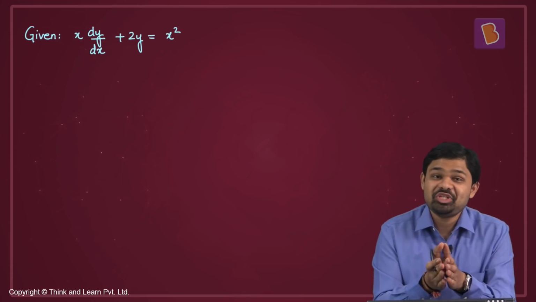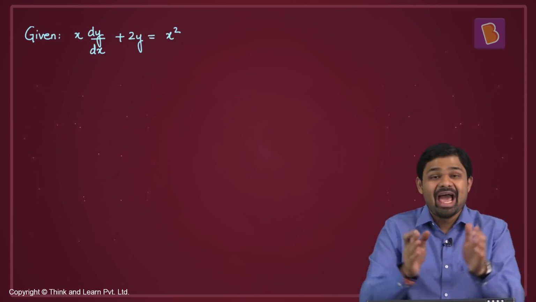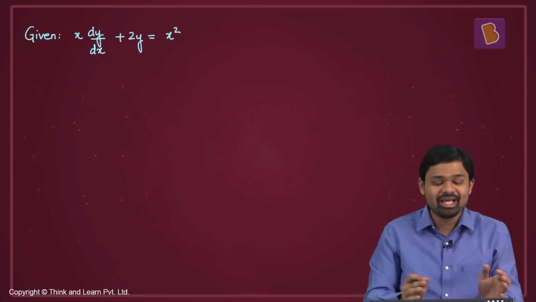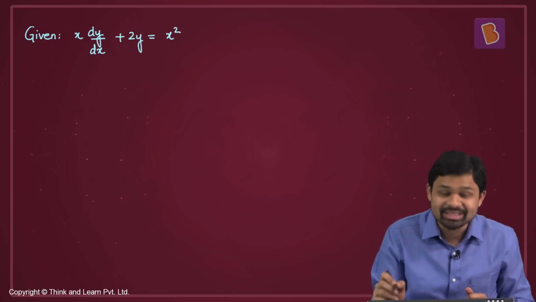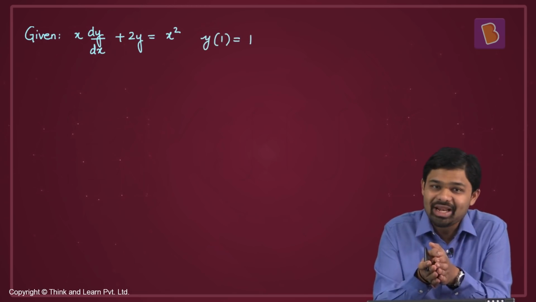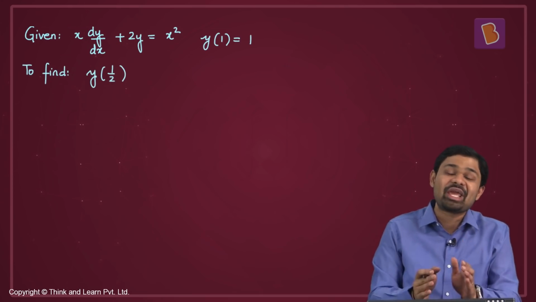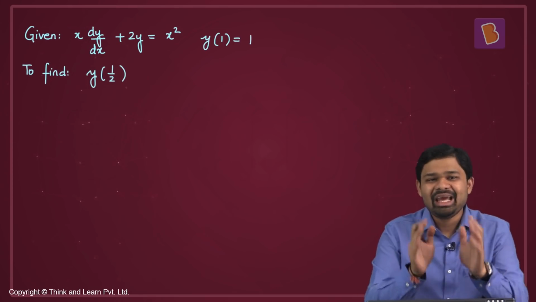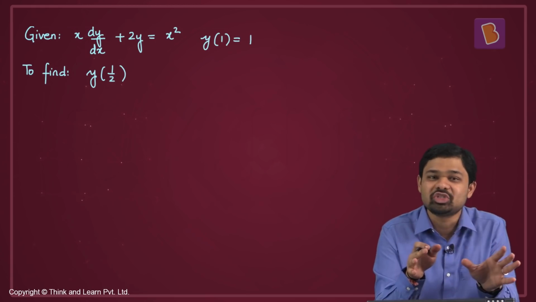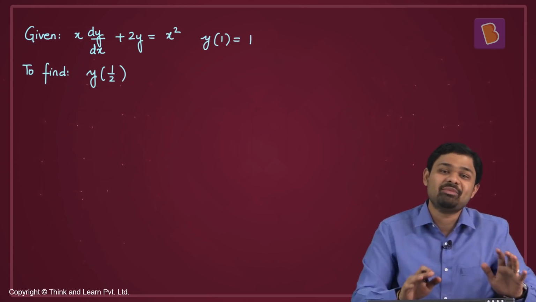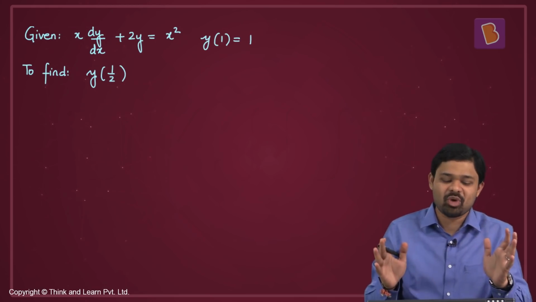So in this question from differential equations, we've been given a differential equation which is x dy/dx plus 2y is equal to x square. Further, they have told us that y of 1 equals 1, and the objective of the question is to find out what is the value of y of half. Is this question in any way difficult? Not at all. As soon as you see it, this is a question that you must be able to solve in less than a minute, because this is a straightforward linear differential equation question.